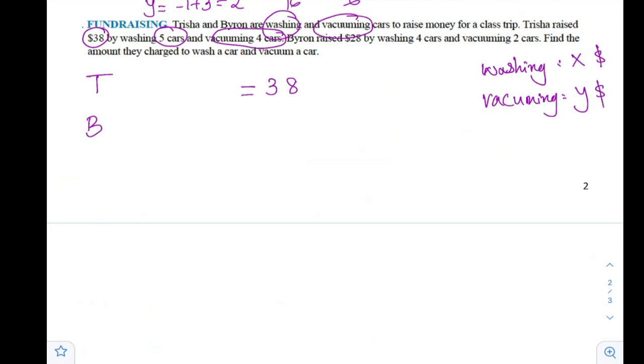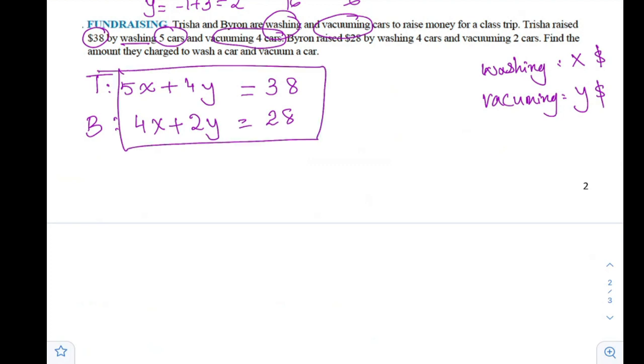Vacuuming is cleaning with the vacuum, washing is washing the car. So we have 5 washing, so 5X plus vacuuming 4 cars, she got 38. The same thing is for Byron. He raised $28 coming from washing 4 cars. Each car price of washing is X plus 2Y from vacuuming. We have two equations now and we will try to solve.